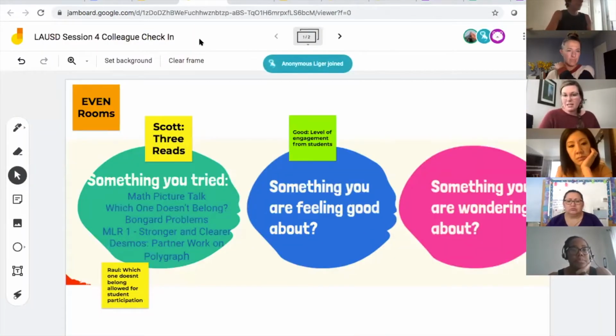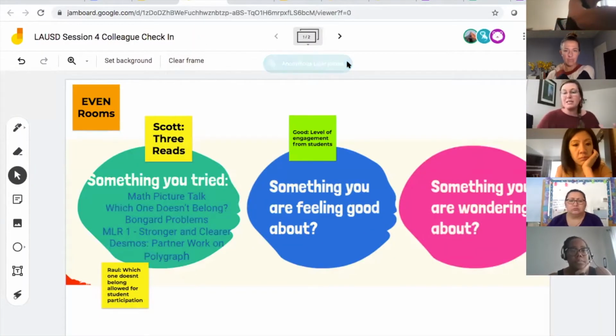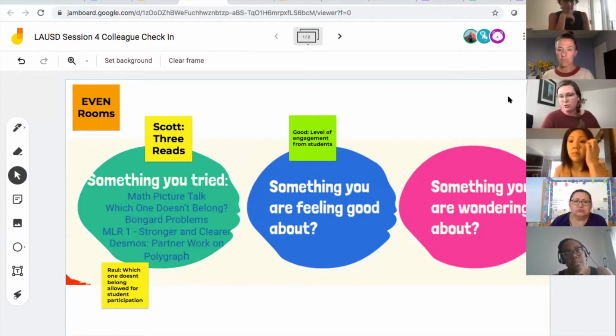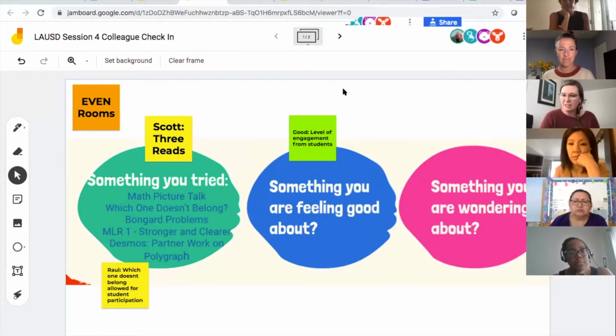There's a list there of the activities that we did last session: the math picture talks, which one doesn't belong, Vanguard problems, MLR1, polygraph. So those might look familiar if you were here for our last session, but even if you tried something from a previous session, you'll see there's a 3 reads there. We encourage you to just share and have a moment to chat with your colleagues about that.